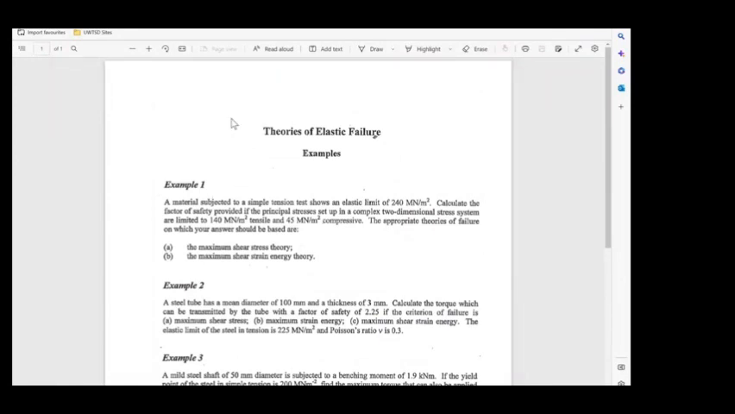We'll go through those in class. We can discuss the theory and any queries which you've got about any of those examples that you've gone through.